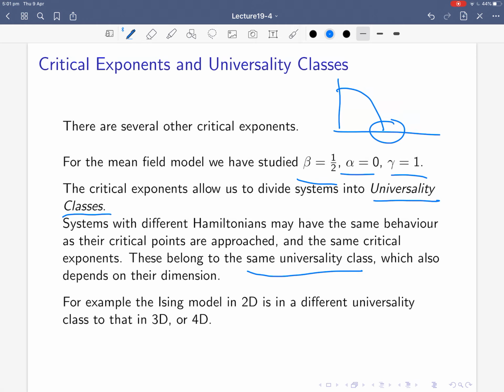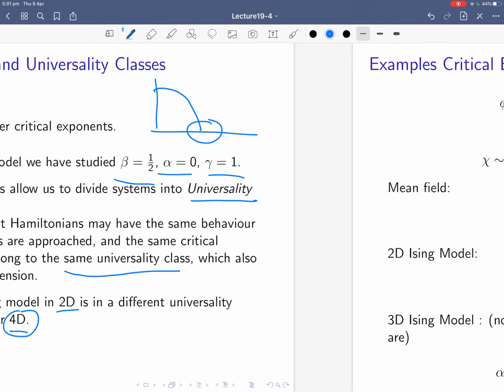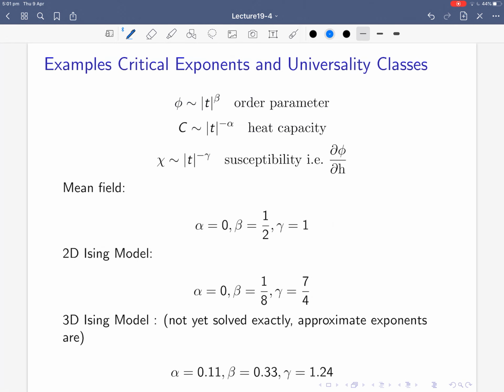Now, this universality class might depend on the dimension as well. You know, whether it's in 2 dimensions or 3 dimensions or 4 dimensions or something else. So, for example, the Ising model in 2D is in a different universality class from 3D or 4D. In 4D we know it becomes mean field. So we know that things depend on which dimension you're in.